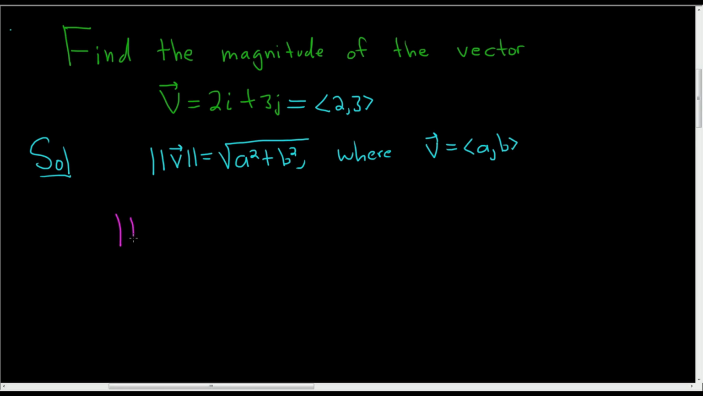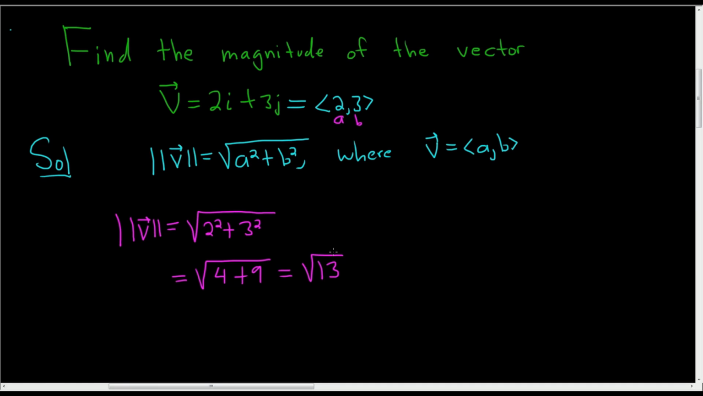So the magnitude of v is the square root, and in this case, a is 2 and b is 3. So 2 squared plus 3 squared. Super easy. So 2 squared is 4, and 3 squared is 9. So we end up with the square root of 13.